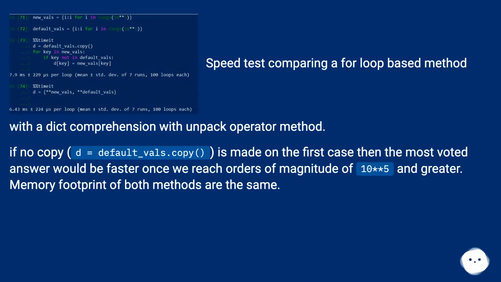Speed test comparing a for loop-based method with a dict comprehension with the unpack operator method. If no copy, d = default_vals.copy(), is made in the first case, then the most voted answer would be faster once we reach orders of magnitude of 10^5 and greater. The memory footprint of both methods is the same.